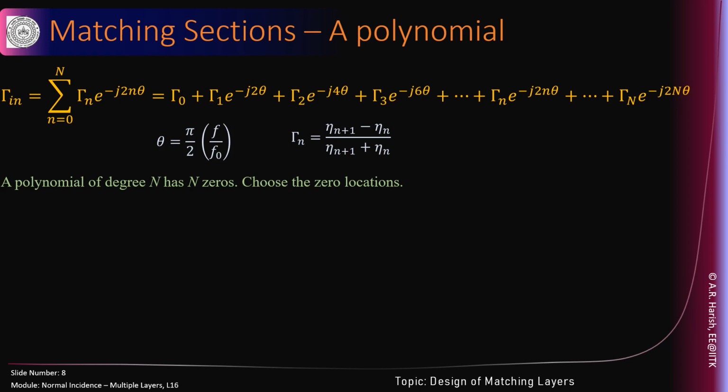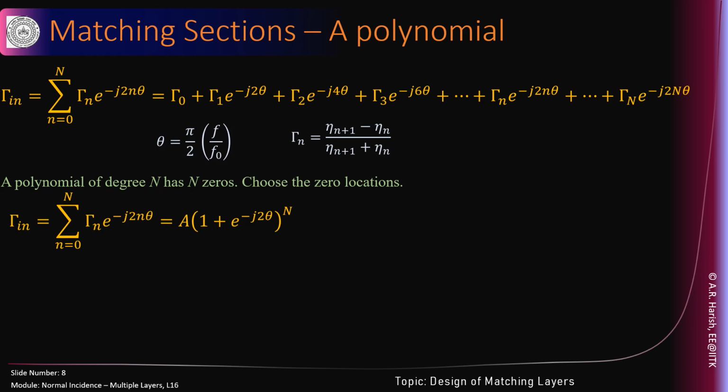So instead of worrying about what gammas I should be choosing, I will now start reverse engineering. I will say, can I choose the zero locations? If I fix the zero location, I can always compute gammas and then compute eta n straight away from the other result there. Very good.